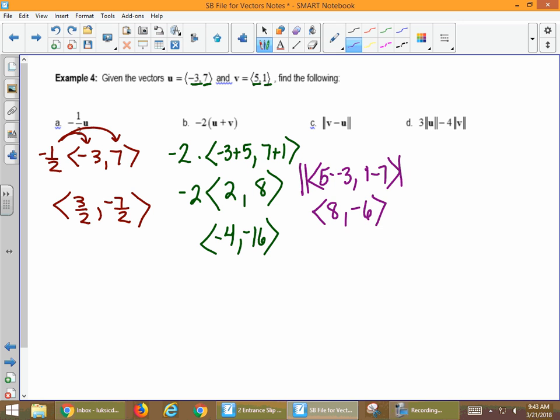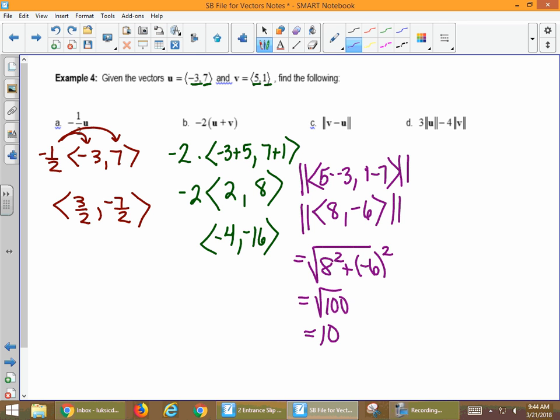I'm going to bring down this line and see where I was there. And magnitude is just square root of the squares. I think we've done that math already. Yeah, square root of 100. Lovely.